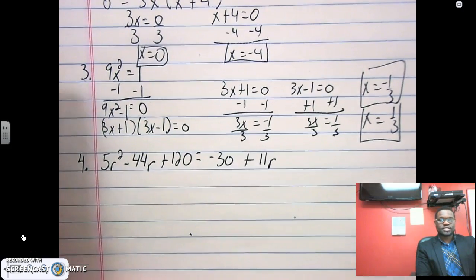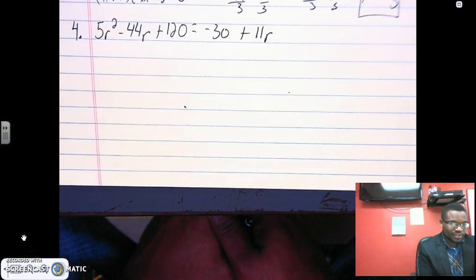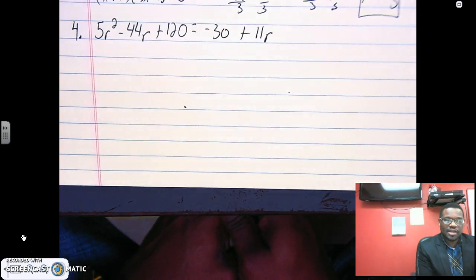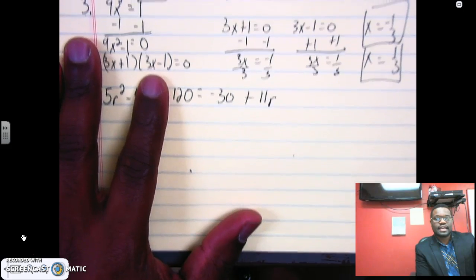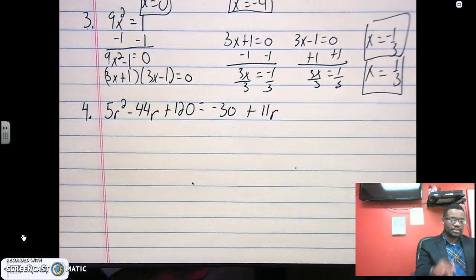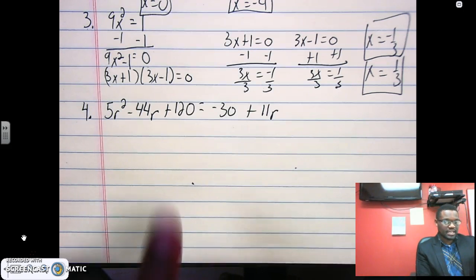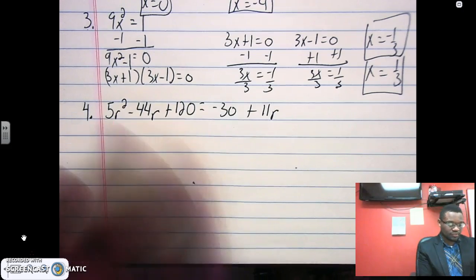All right, let's keep moving. The last one, look at number 4. A lot of people look at stuff like this and they get really confused or they get overwhelmed. If you understand the principles that I've been trying to talk about, you'll realize that this is no different than what we've worked on. Why do you say that, Mr. Freeman? Number one thing is to put everything to one side or make it equal to 0, just like I did on number 3. I just got more stuff to do.